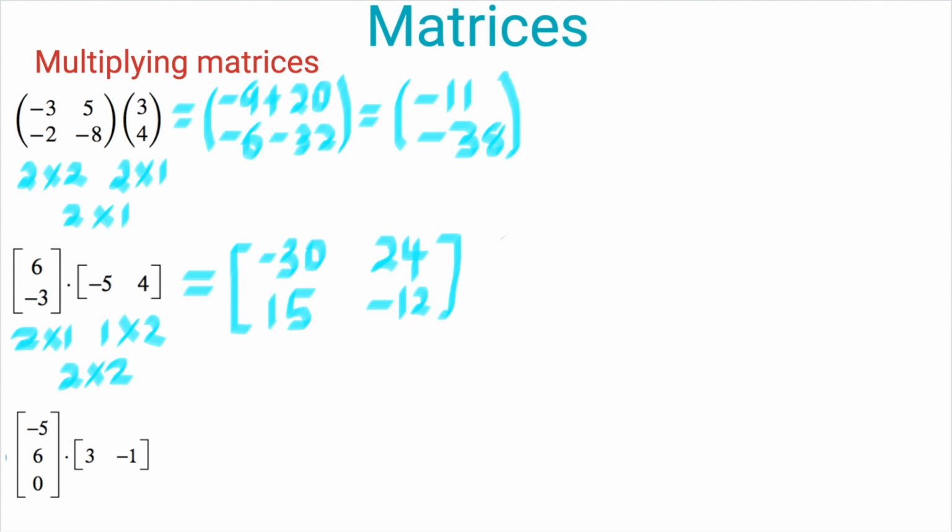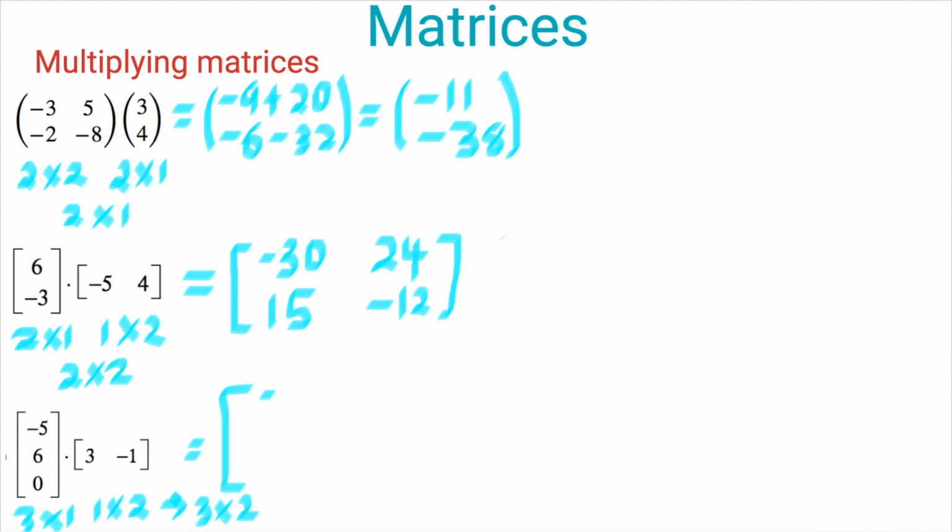In the final example here, we have the first matrix. It's a 3 by 1. There are 3 rows and 1 column. And then the second matrix is a 1 by 2. 1 row and 2 columns. So that means our final answer is going to be a 3 by 2 matrix. So now we can go ahead and multiply.